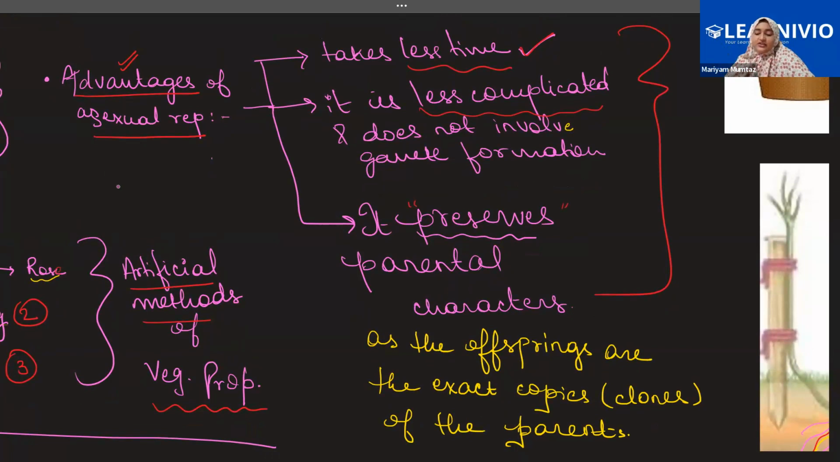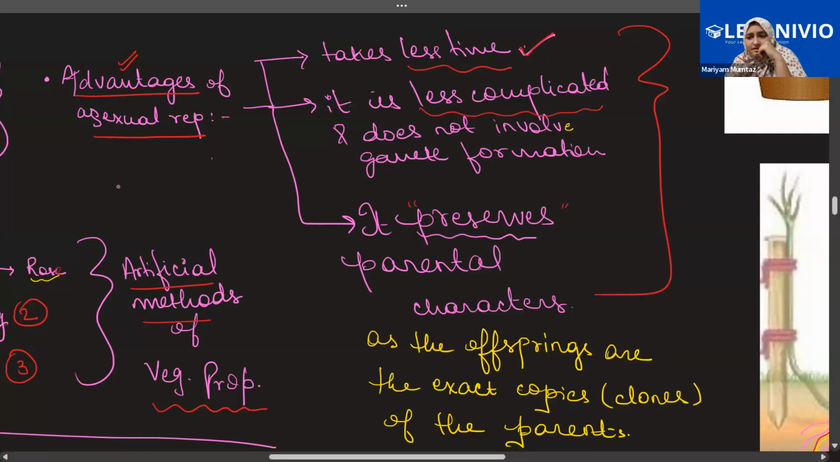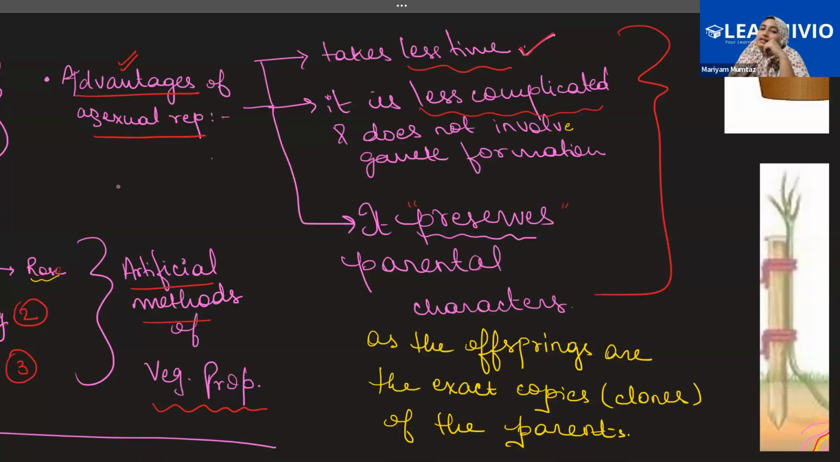Variation is the main thing, right? Now, the first thing is that asexual reproduction takes less time. Why? Because there's no gamete formation, nothing complicated happens. It is less complicated as it does not involve gamete formation. So no gamete formation, no complication, no time required.